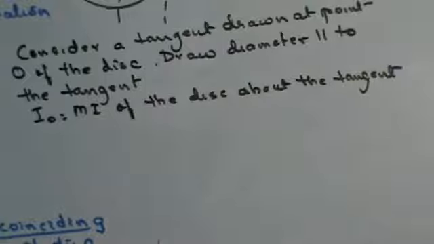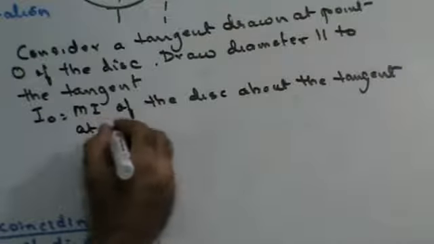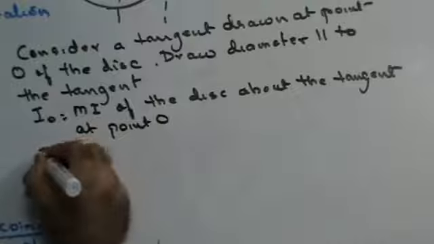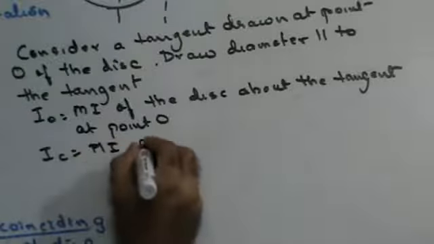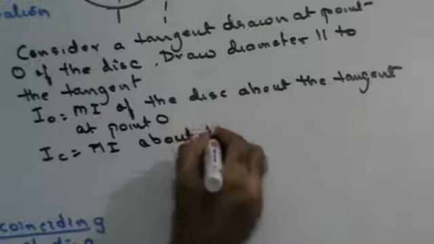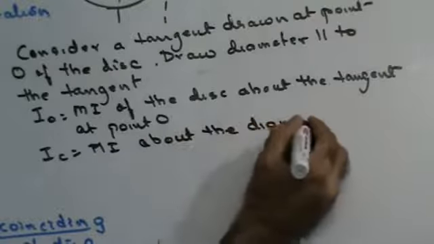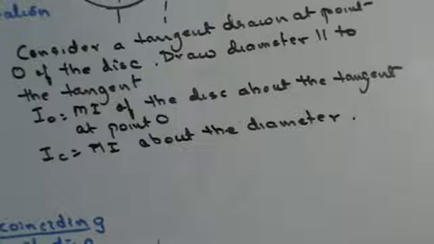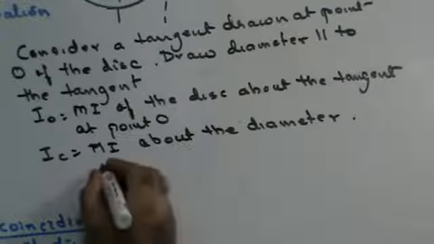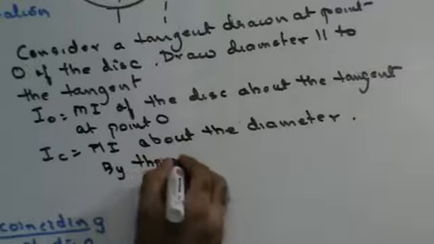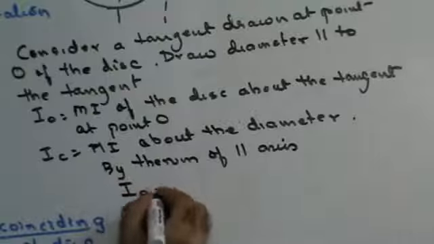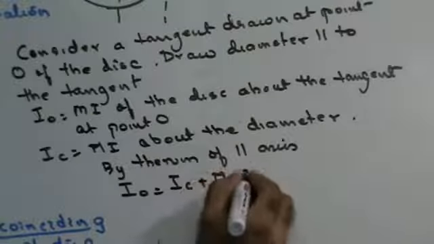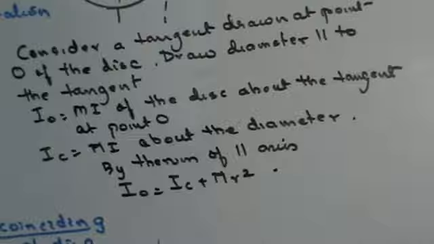Let us also assume the tangent at point O. Let's assume that IC is the moment of inertia about the diameter. In which case I can therefore say by the theorem of parallel axis that IO is equal to IC plus MR square.